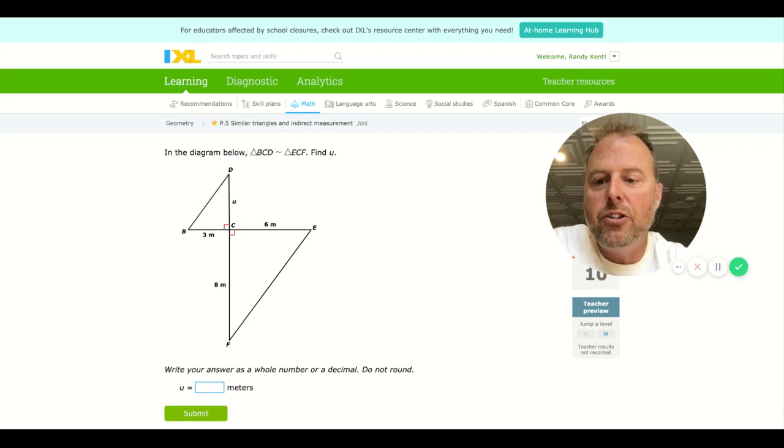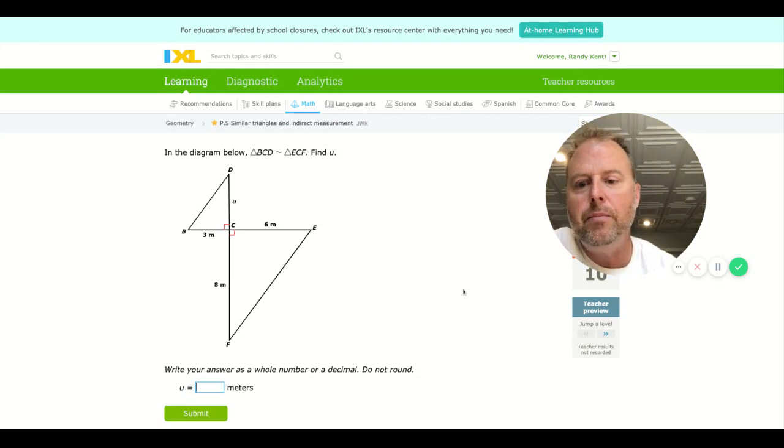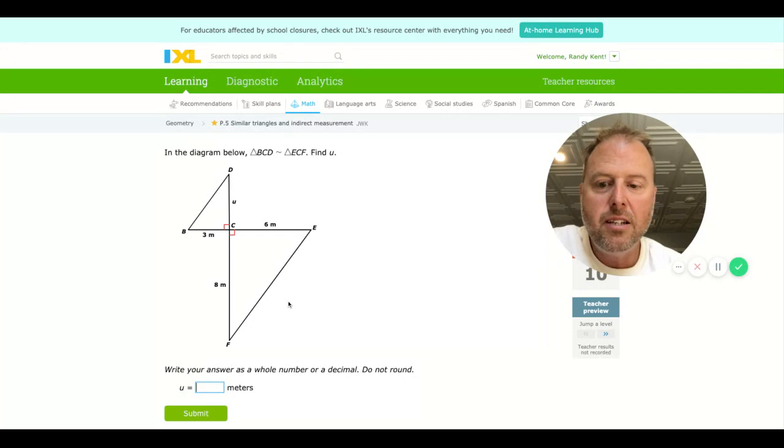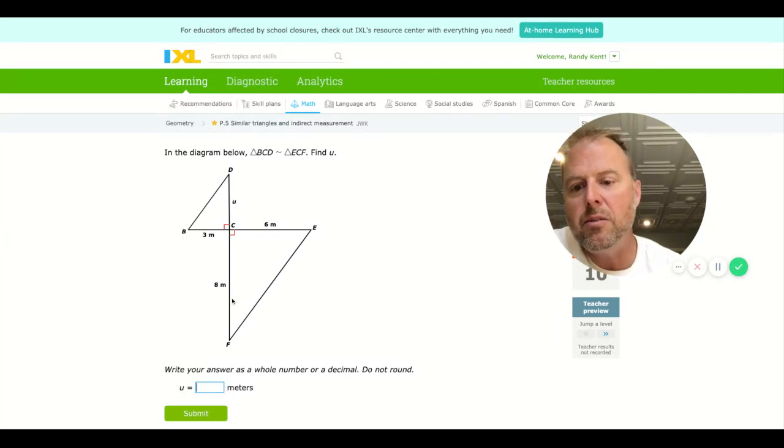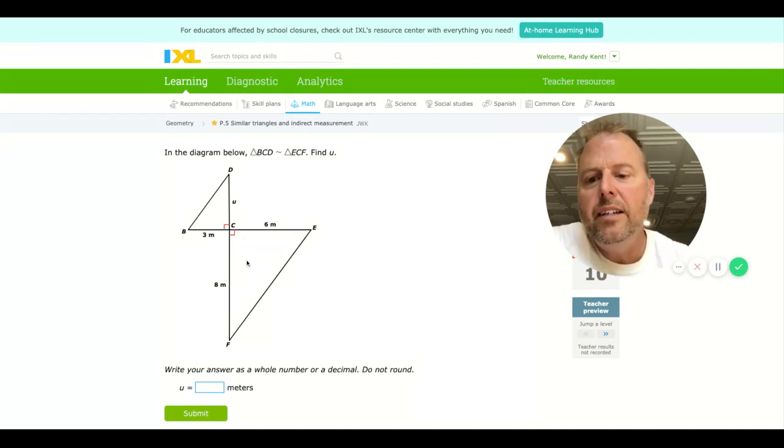Same thing here. We know how the triangles are similar to each other. So we know that BC matches up with EC. So here's BC, here's EC. And then they would rotate to be on top of each other. So U has to match up with the 8 here. So what did I do to BC to get to CE? It looks like I doubled it. So let's see, U has to be a number that when I double it, I get 8. Well, what number when I double it gives me 8? Well, that would be 4.